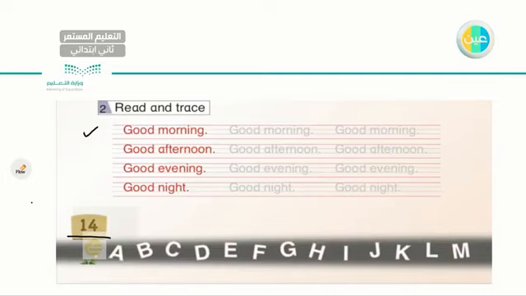So let's write good morning. And let's try to manage to write between the lines. Good morning. Let's write it for the second time. And I have good morning. Very good. So the first one is good morning. Second one I have is good afternoon. Very good. Good afternoon.